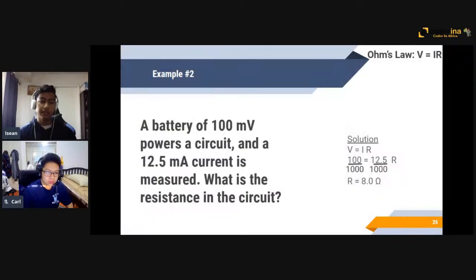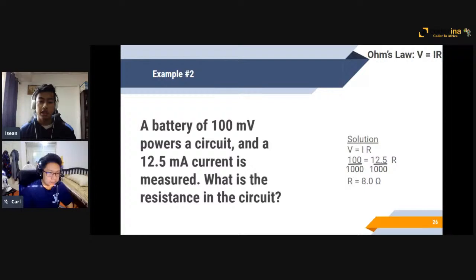Nothing too complicated. Now, second example. This is the last problem, I promise. A battery of 10 millivolts powers a circuit, and a 12.5 milliamps current is measured. What is the resistance in the circuit? The problem is different since there's a milli in front of the terms, but that's a pretty easy fix.